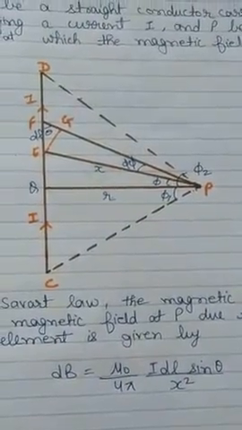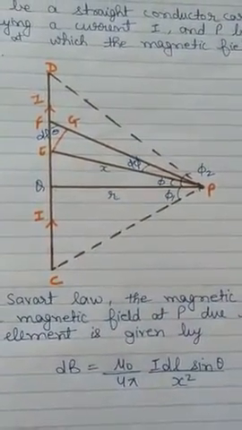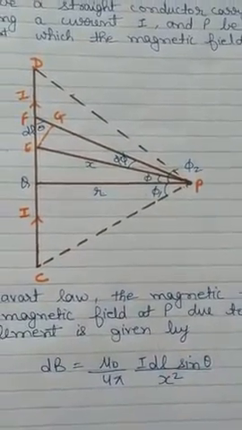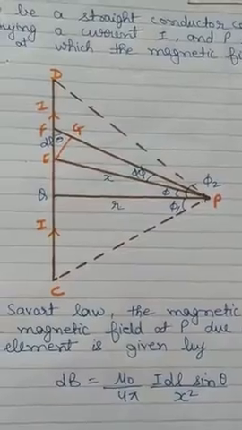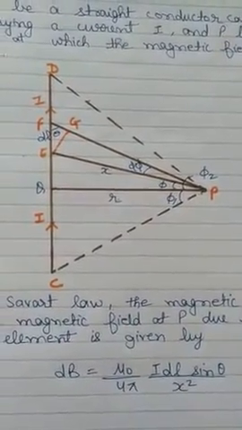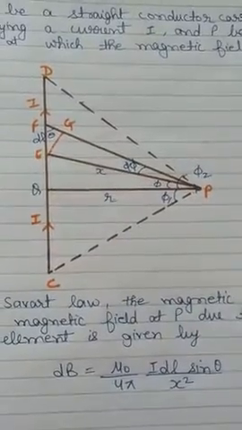Clear? So don't get confused between x and r. Now what we will do, we'll replace this dl sin theta by x d phi. And how will we get this value of dl sin theta as x d phi? In that case, we'll use some mathematics, so that I'm going to do.